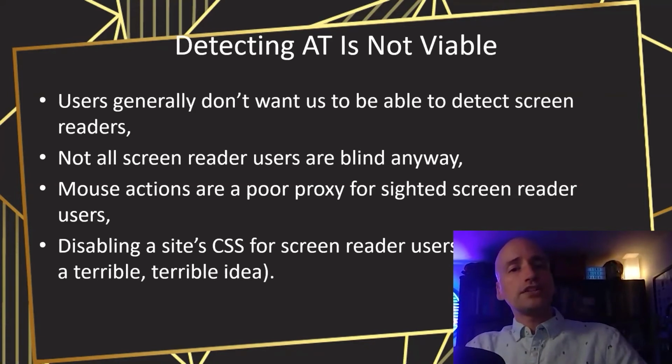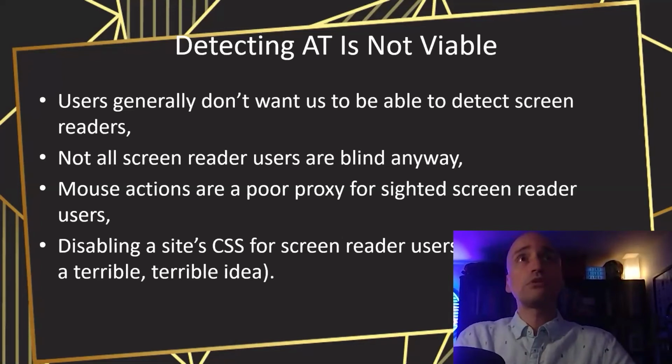Detecting assistive technology is not viable. There are a ton of reasons behind this, but generally users don't want us to be able to detect that. We also tend to make terrible assumptions, screen reader users in particular. Not all screen reader users are blind. And when we make that assumption, poor things happen.